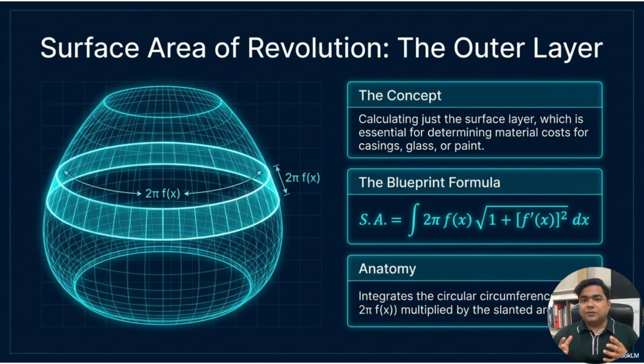Let us understand the formula. 2 pi f of x represents the circumference created when the curve rotates around the x-axis. The square root part represents a tiny arc length element. So surface area is circumference times slanted arc length. In simple words, we are wrapping a very thin band around the surface and adding all the bands together. This formula connects two ideas, circular motion and arc length. So surface area of revolution is the accumulated outer layer created by rotating a curve.